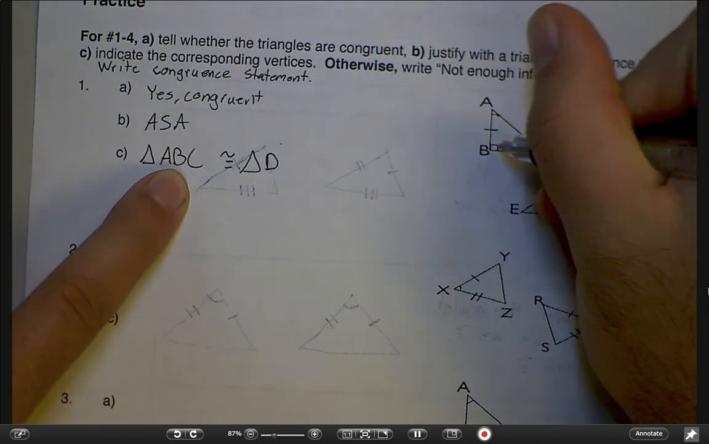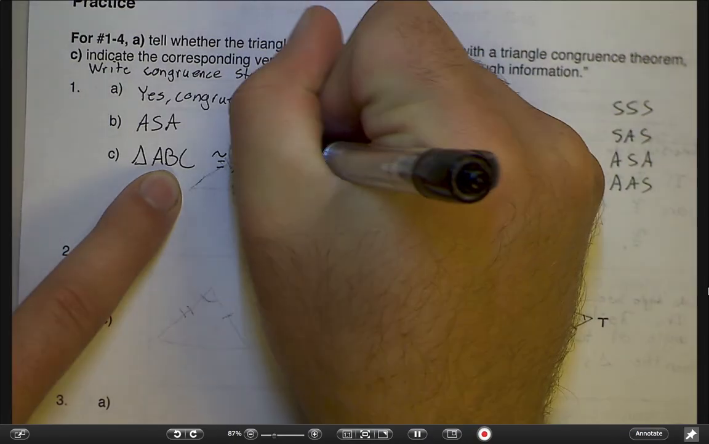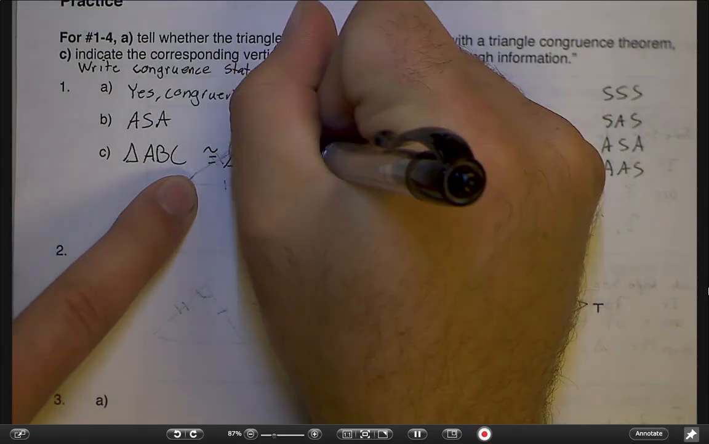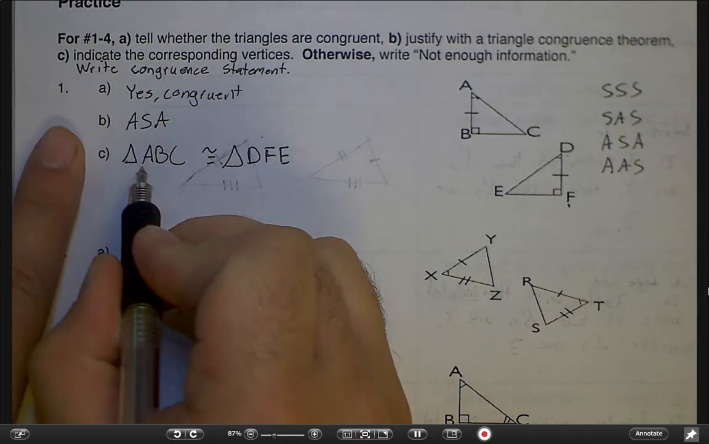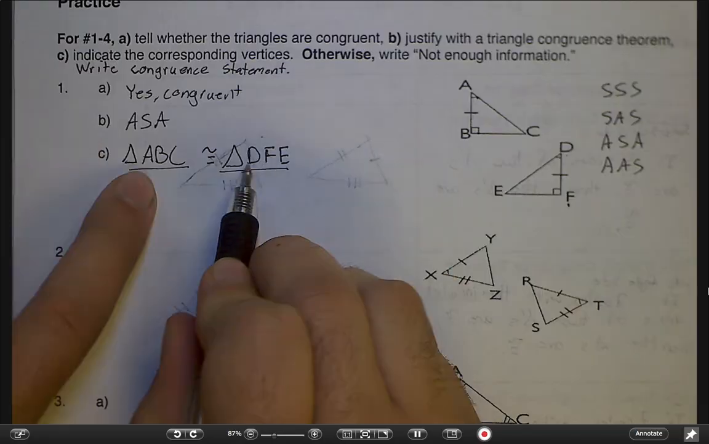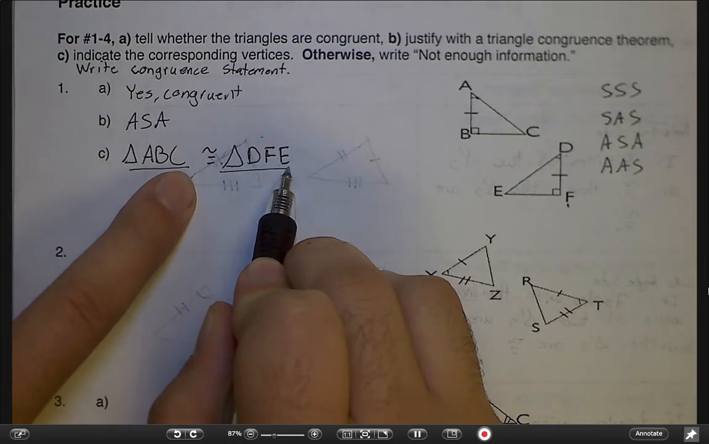Angle B is my 90 degrees, and my second 90 degrees is F, so F needs to come next. And then finally, the third letter is the C. That is going to be E in the second triangle. Okay? So notice just because I list the first one in alphabetical order doesn't mean the second one is either. We have to match up all of these vertices as we go. So A and D, B and F, and C and E.